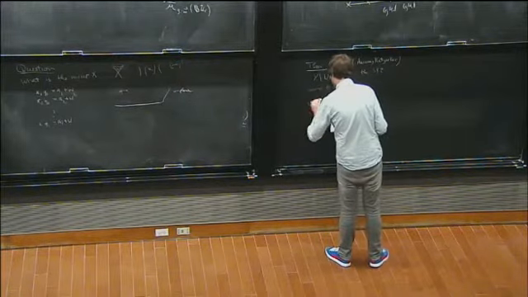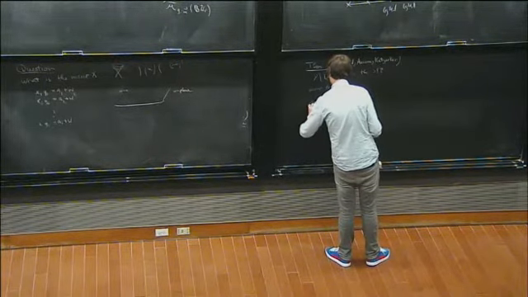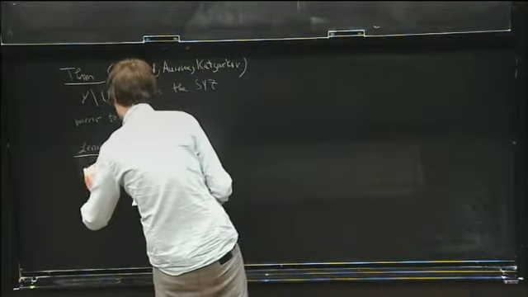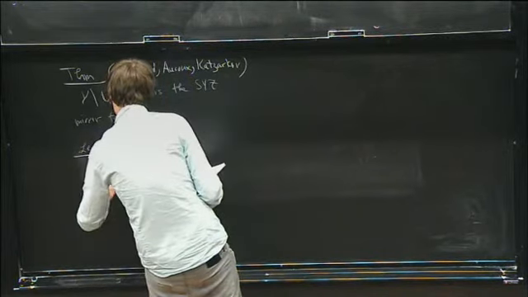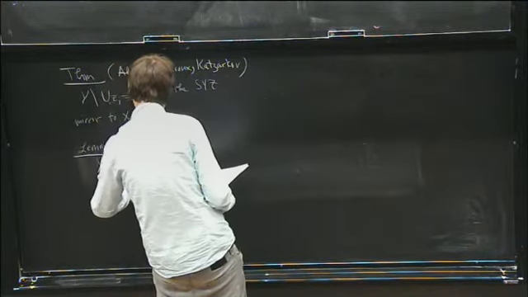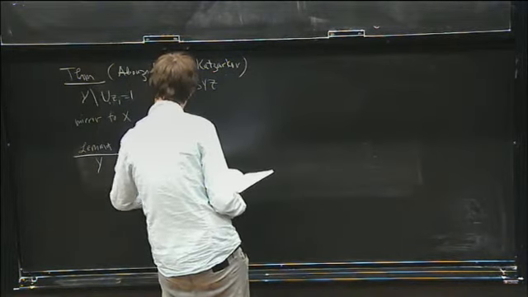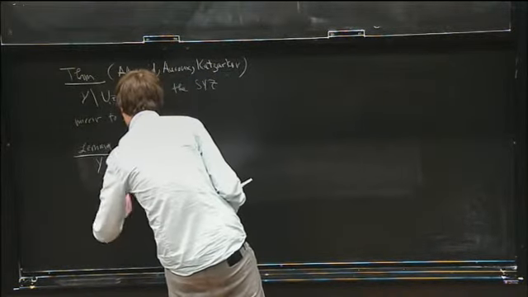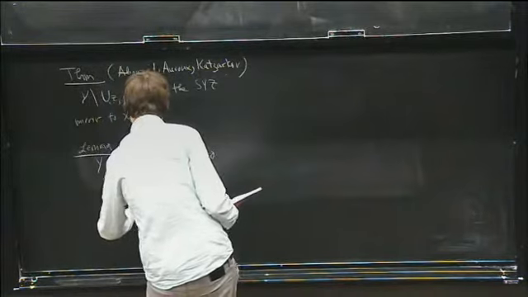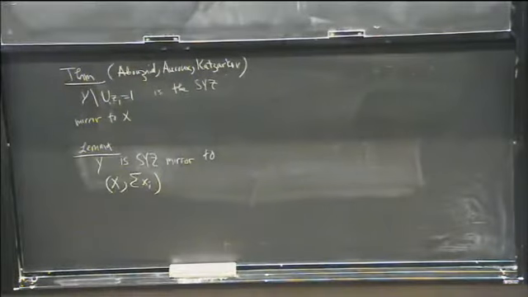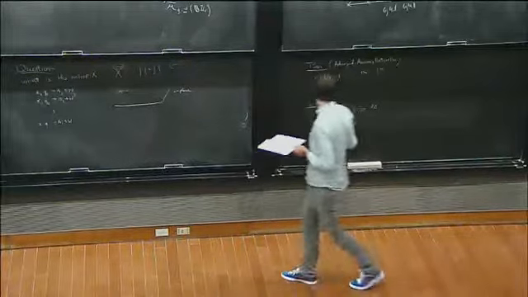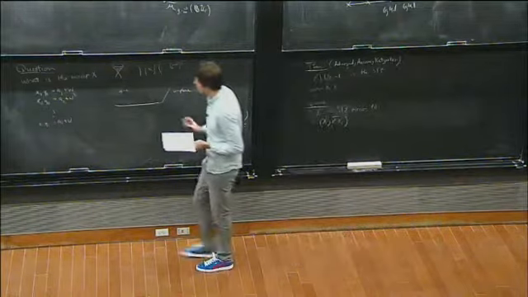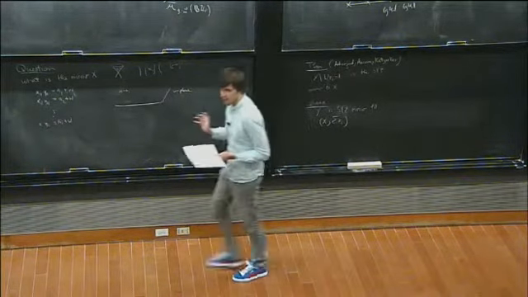The lemma is that Y is SYZ mirror to X equipped with the superpotential, which is the sum of the x_i's. And so now you can take these statements. This is SYZ mirror symmetry, and you can take these statements and try to say something about homological mirror symmetry.